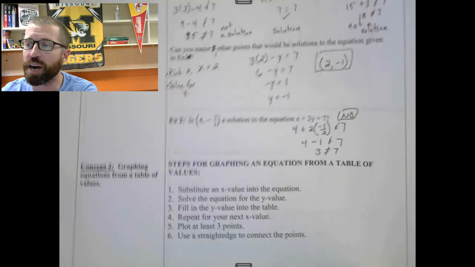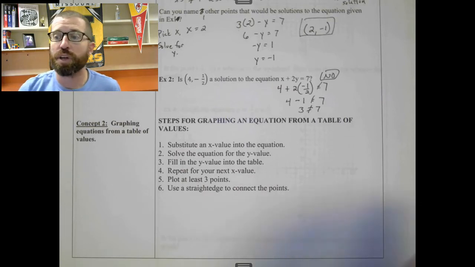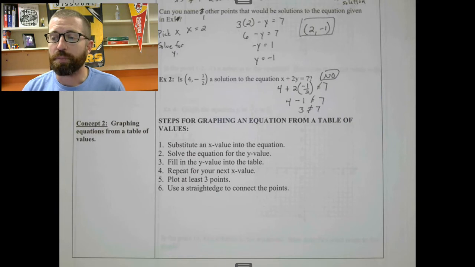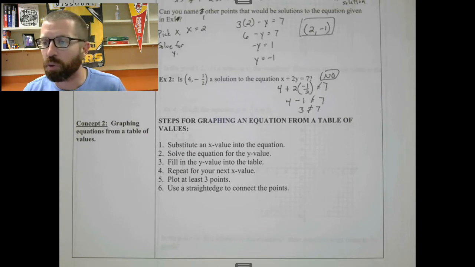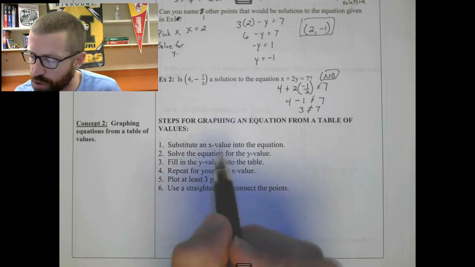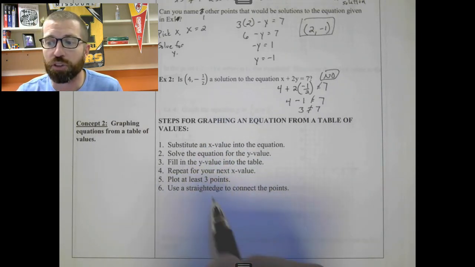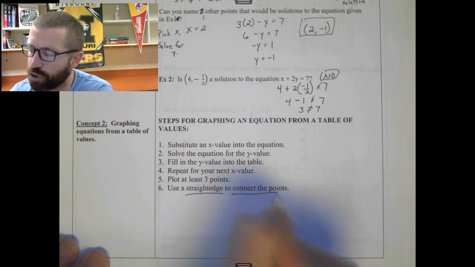Okay, here are the steps for graphing an equation from a table of values. And this is how we're going to graph in this video. Later, you'll probably learn some of the shortcuts, and that's okay too. But graphing from a table is always a fallback method for graphing, whether you're graphing lines or other curves that you'll eventually learn as you go through algebra 1 and beyond. You can always go back to picking an x value and then solve for the y value. And then repeat this process with as many points as you need. In this case, we're only going to look at lines, so we can just use a straight edge to connect the points.